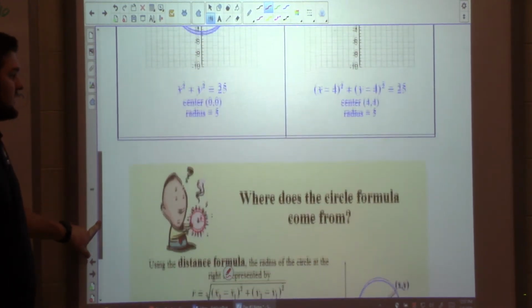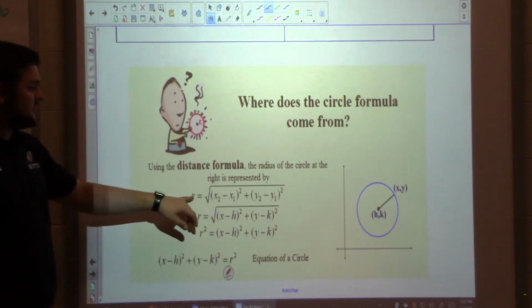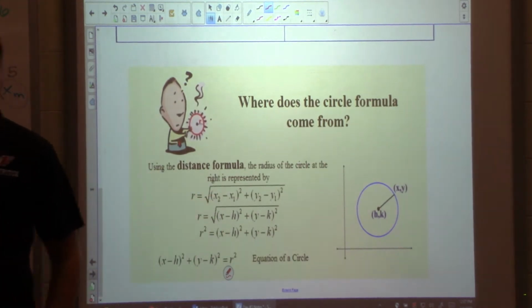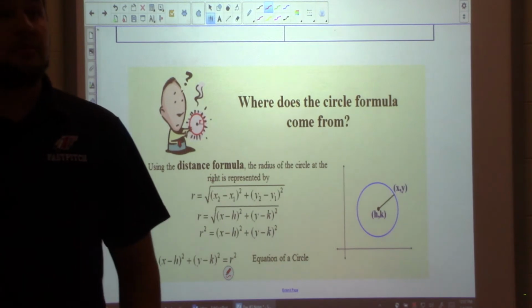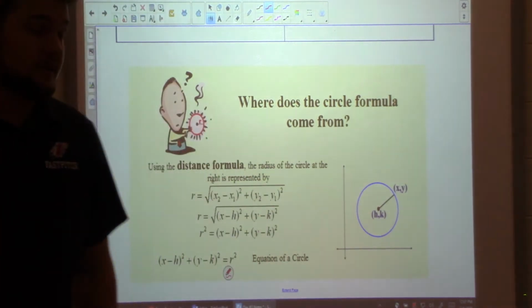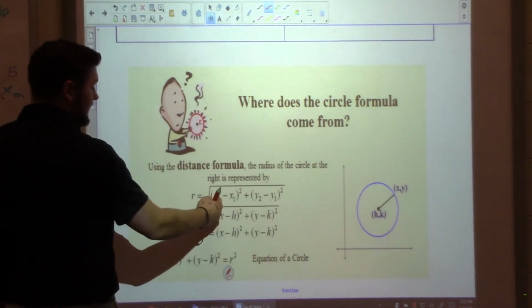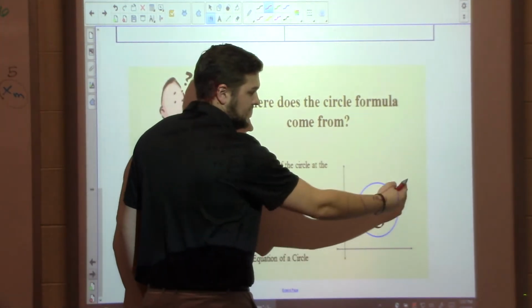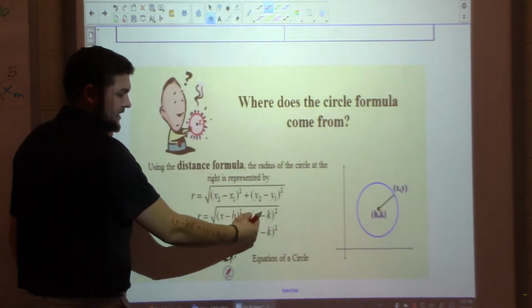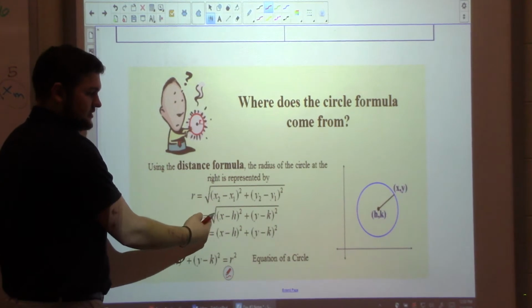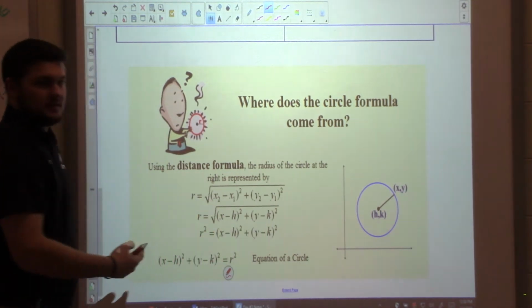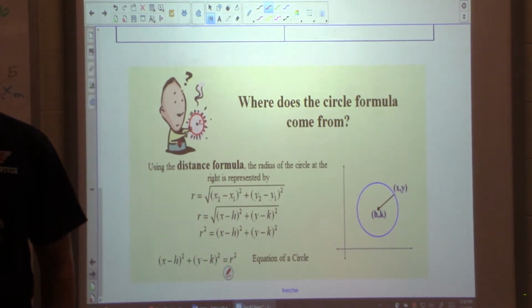Now, where does that come from, you might ask? Well, if you take our distance formula, the square root of x2 minus x1 squared plus y2 minus y1 squared, we plug in our two points, x and h, y and k, then you square both sides, we get our equation of a circle. It comes right from the distance formula.